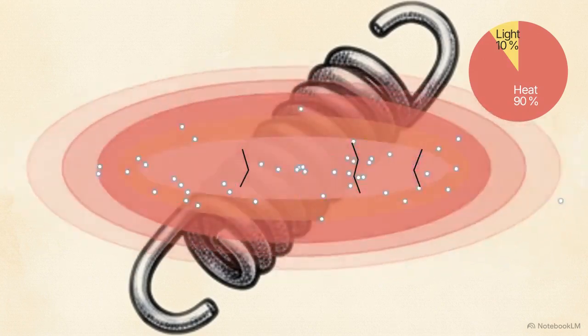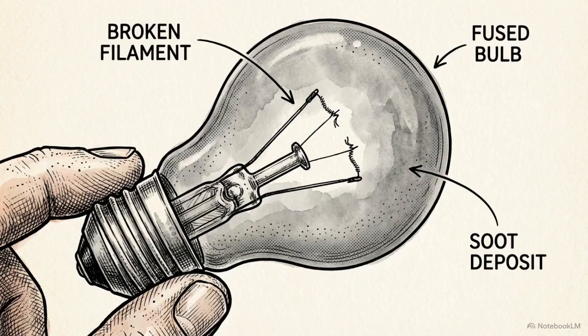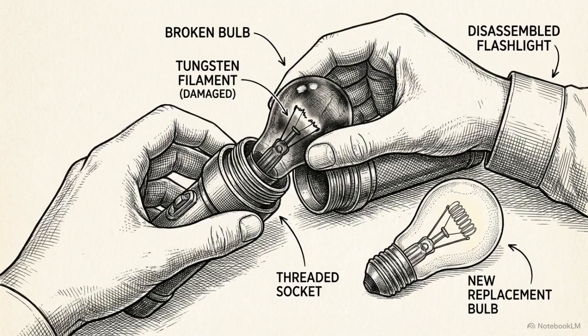Eventually, the brittle filament snaps, creating a permanent gap that halts the flow. Because the wire is physically broken, the circuit loop is severed. Electrons cannot cross the gap, requiring the replacement of the entire bulb to restore the flow.